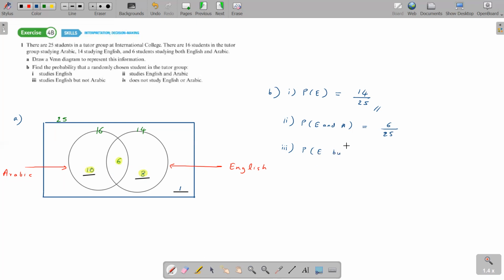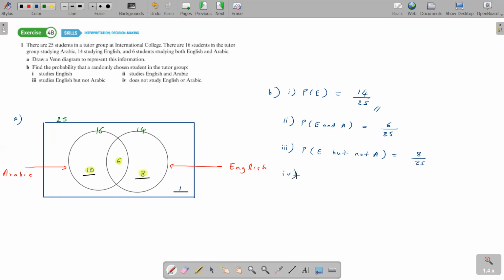English but not Arabic. Okay, so how do we get the number of students in that region? I think you can see here it's in the English circle, the people who study English, and in that there are 2 regions. So these 6 people study English and Arabic. These 8 people study English, but they don't have any influence with the Arabic circle here. Can you see it's completely outside? So therefore, there are 8 students who study English without Arabic, basically only English. So 8 out of 25.